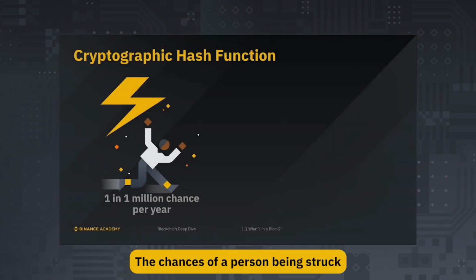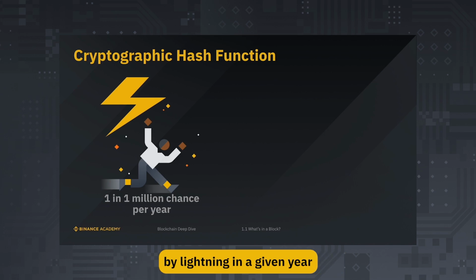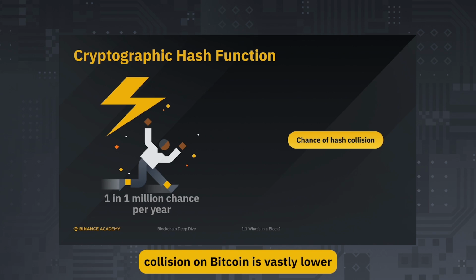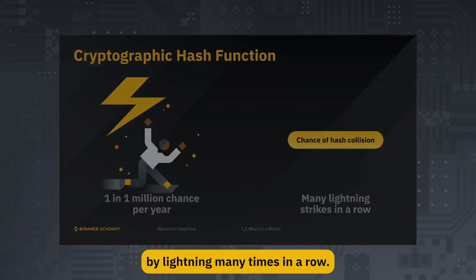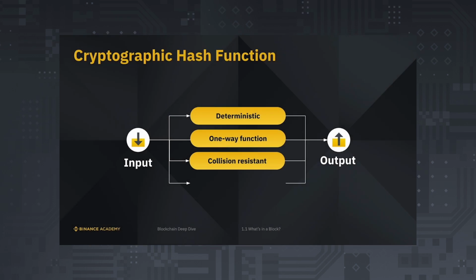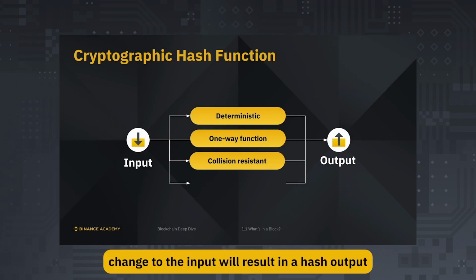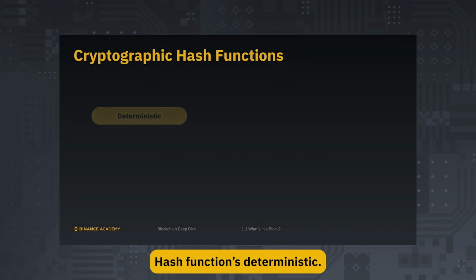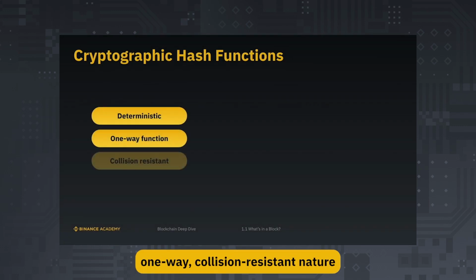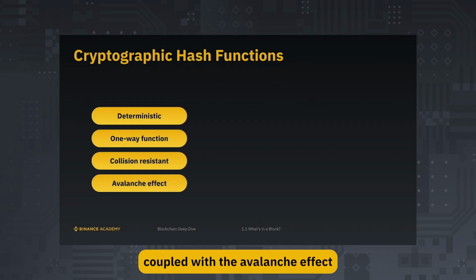The chances of a person being struck by lightning in a given year are roughly 1 in 1 million. The probability of a hash collision on Bitcoin is vastly lower than you being struck by lightning many times in a row. Lastly, even the smallest change to the input will result in a hash output that's drastically different. This is called the avalanche effect. Hash functions' deterministic, one-way, collision-resistant nature, coupled with the avalanche effect, underpin blockchain technology.